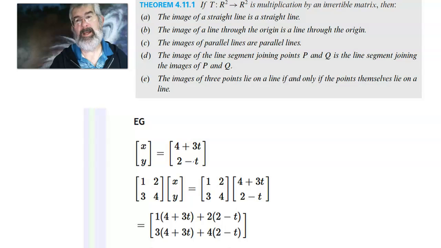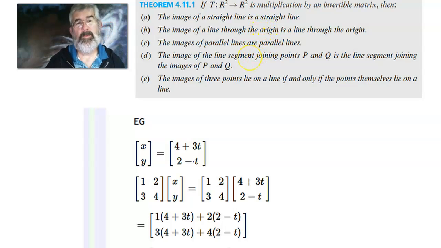Now, we could say that even if it's not invertible, you're going to get a line or you're going to get a point. That would be true. Anyway, how about the image of a line through the origin is a line through the origin? Well, we've already established that the image of a line is a line. It's just a matter of does it go through the origin.